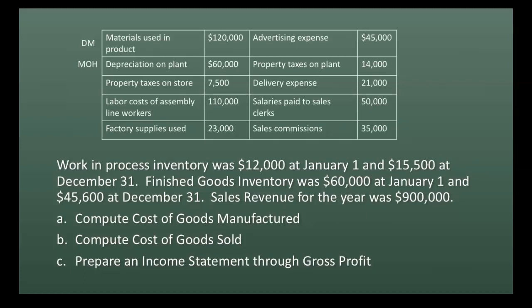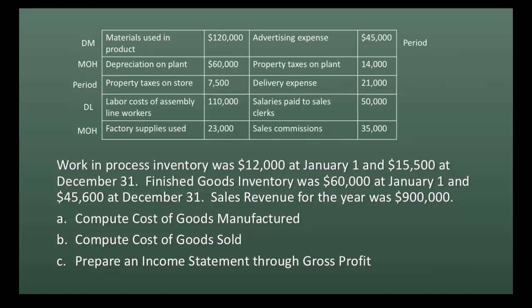Property taxes on a store. So that's a cost outside of the manufacturing process, right? That's the store. So that's going to be a period cost. Then labor costs for assembly line workers. Well, that's direct labor. Factory supplies used. That's inside the factory, so it's a manufacturing overhead cost. Advertising expense. That's outside of manufacturing, so that's a period cost.